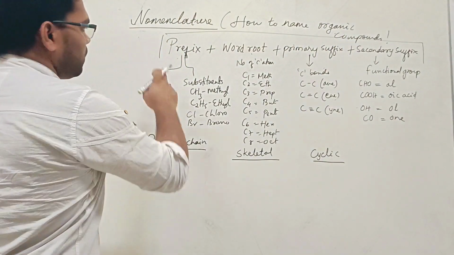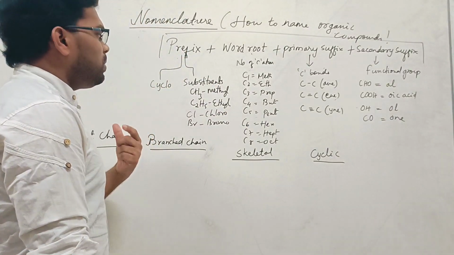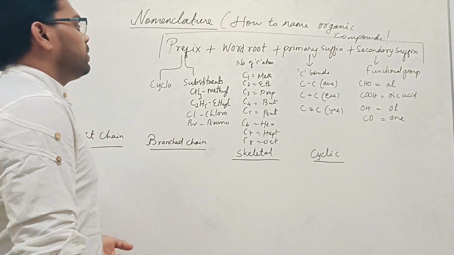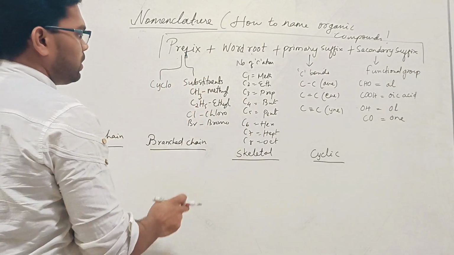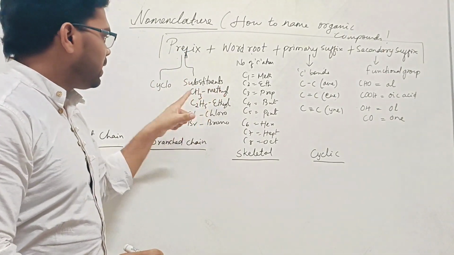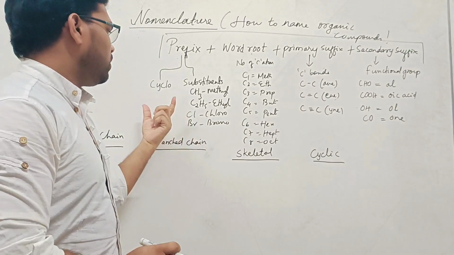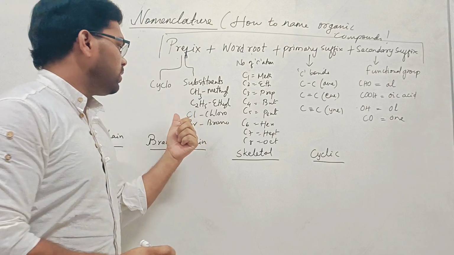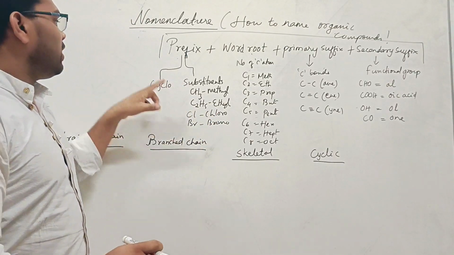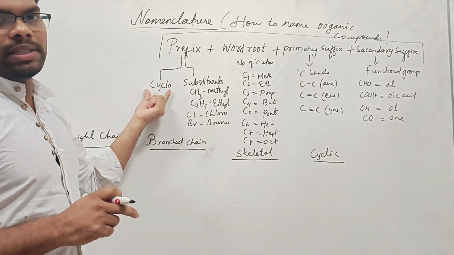What is the meaning of prefix? Prefix is before the word. In the prefix, while naming the compound, you have to remember the substituent and the cycle. So prefix can be used for a substituent, it can be methyl or ethyl, or if you find halogen elements, especially chlorine or bromine, then you write chloro or bromo. Or else, if you find a cyclic compound, we simply use cyclo.